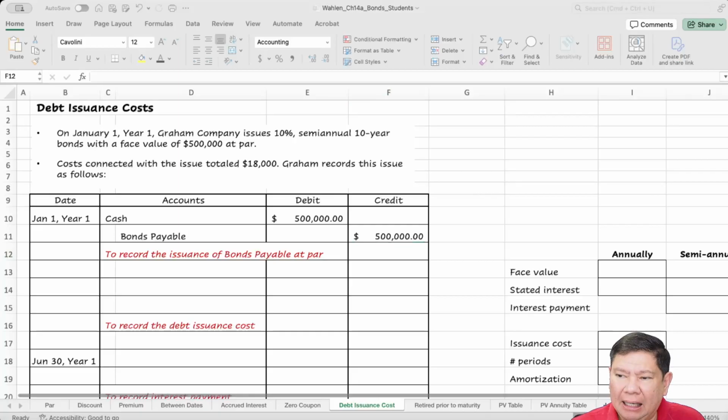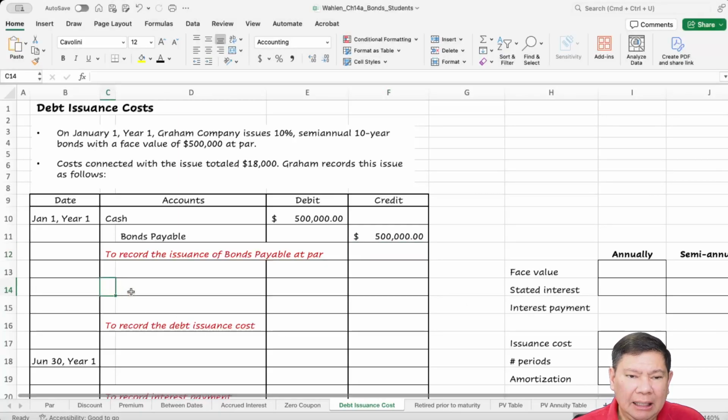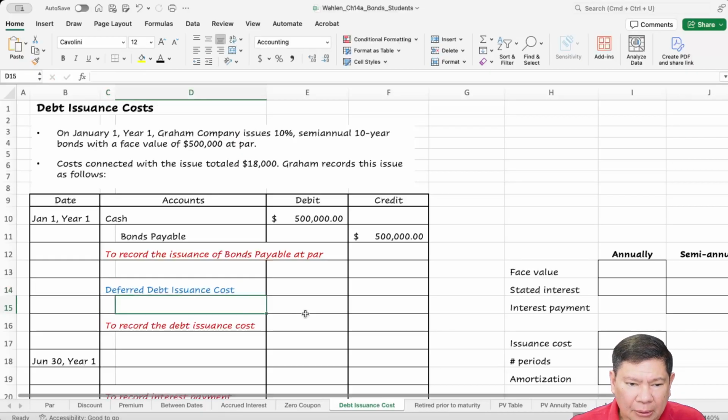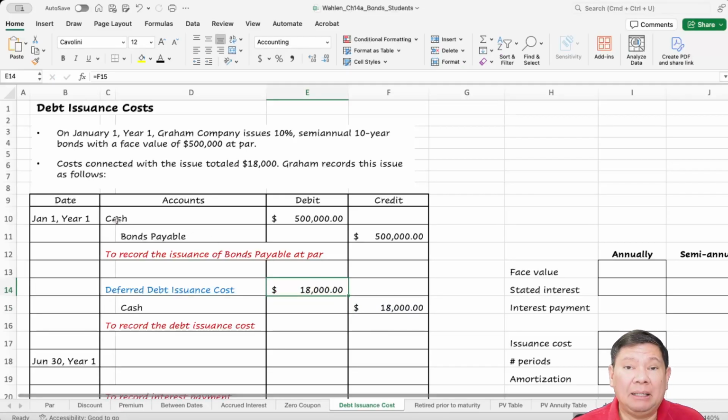But then there are some costs connected to the issue of the bonds totaled $18,000. We call it deferred debt issuance costs, and we pay cash $18,000. So you see, we receive $500,000 here, but because we have to pay $18,000, the net amount of money that we receive is actually less than the par value.